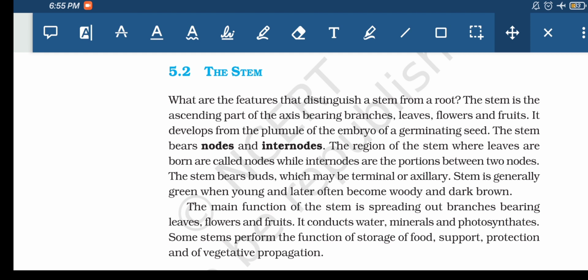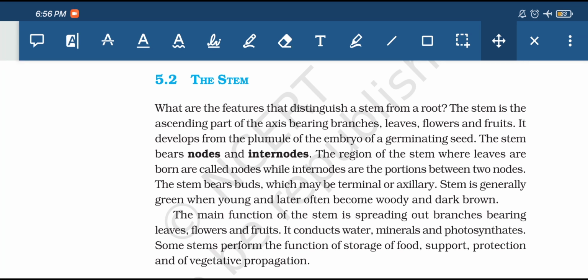So starting with the topic, what are the features that distinguish a stem from a root? So the question is, what are the distinctive characters of stem, or what is the difference between the stem and the root? So the first thing is, stems are positively phototropic and negatively geotropic. Okay, and roots are negatively phototropic and positively geotropic. Next, so I think I have given the answer also.